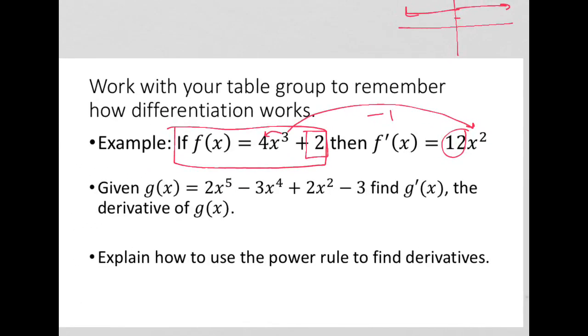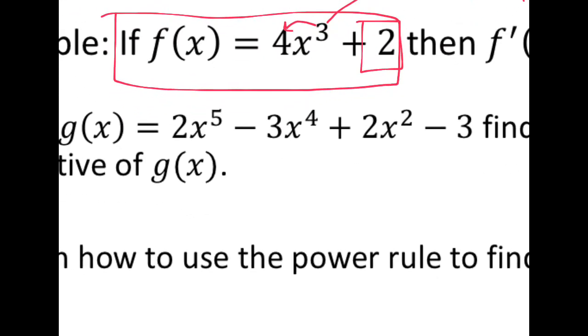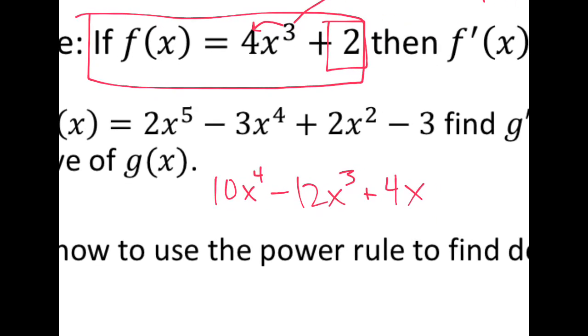So if we want to do that to this function g of x, then we need to just do it to each term. So 2x to the 5th is going to become 2 times 5 is 10, x to the 5 minus 1 is 4. Minus 3 times 4 is 12, x to the 4 minus 1 is 3. Plus 2 times 2 is 4, x to the 2 minus 1 is 1, and that minus 3 has a derivative of 0, so we won't write it. And this then is our function g prime of x.